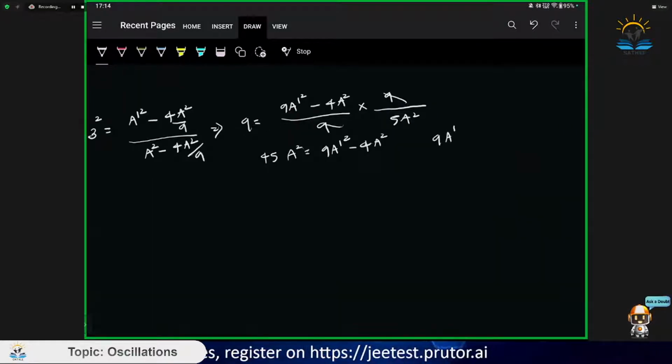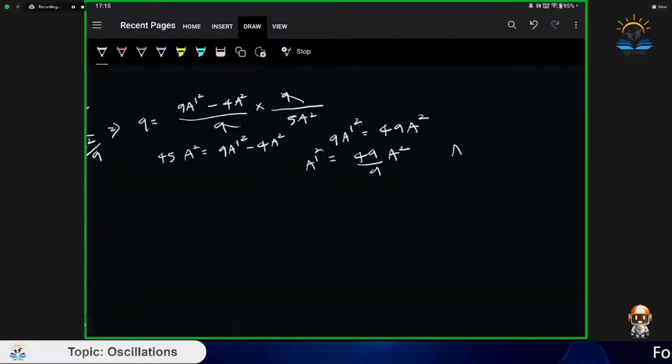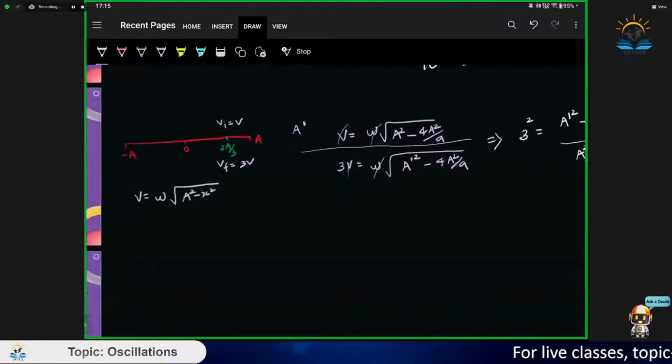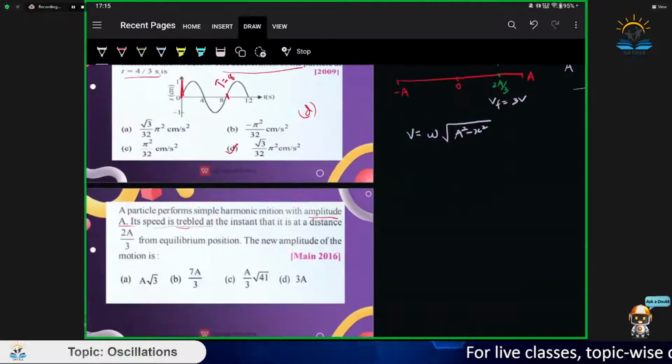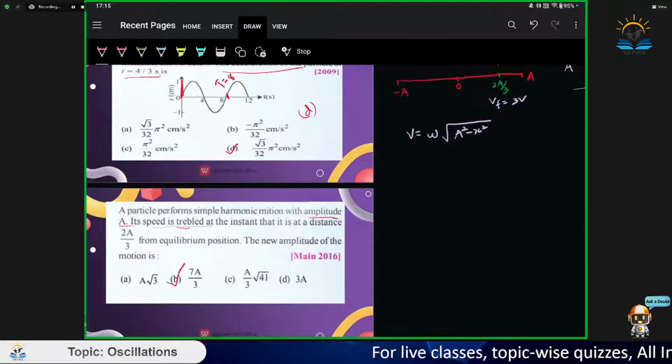So 9a dash square equals 49a square. A dash square equals 49 by 9 a square, or a dash equals 7 by 3 a. Right, 7 by 3 a is the correct answer. Which option? Yes, 7a by 3. 7a by 3 is the correct option.